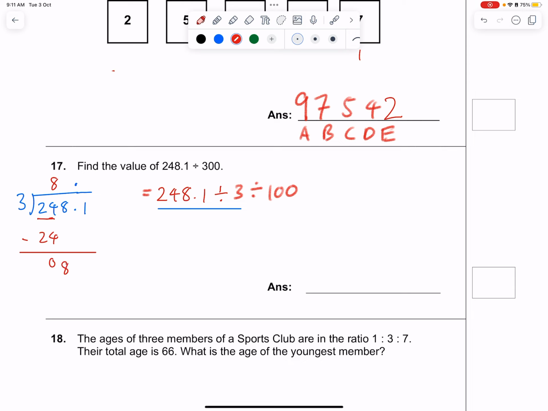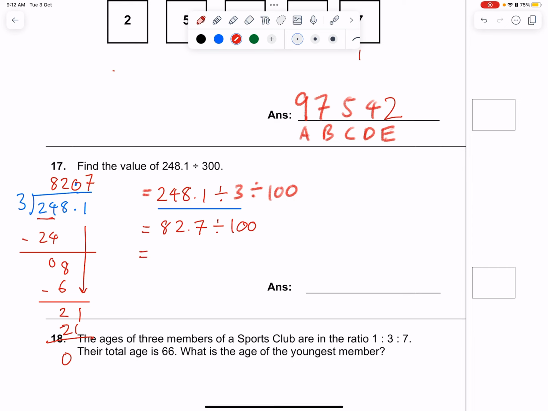And then this will be actually 2. 2 times 3 is 6. I will then subtract 8 minus 6 is 2. Next, I will bring down my 1, which is now 21. So my decimal point is here, and then I will put 7 times 3 is 21, answer 0. So therefore, my answer would then be 82.7 divided by 100.